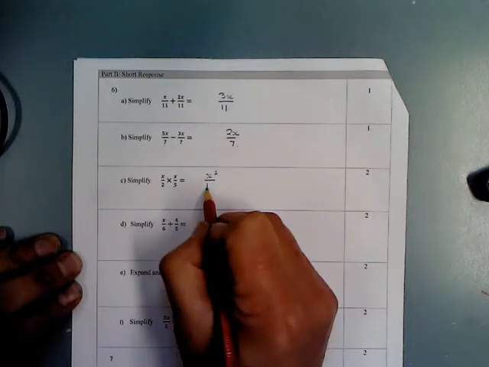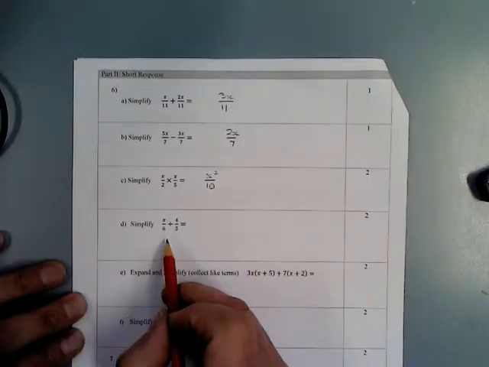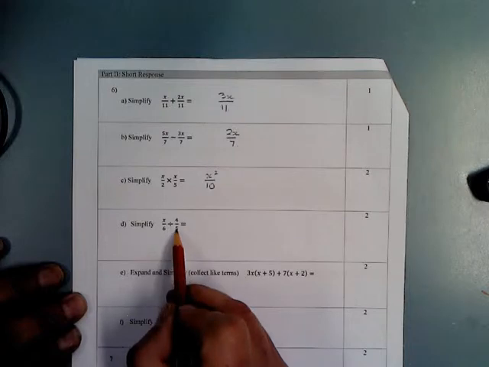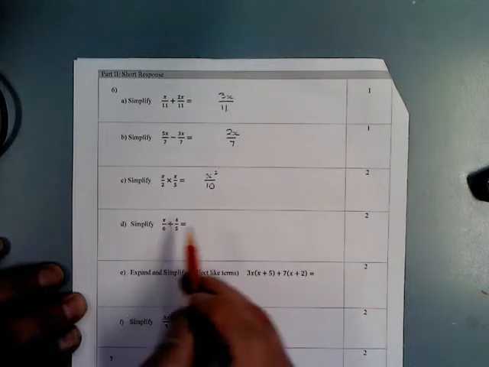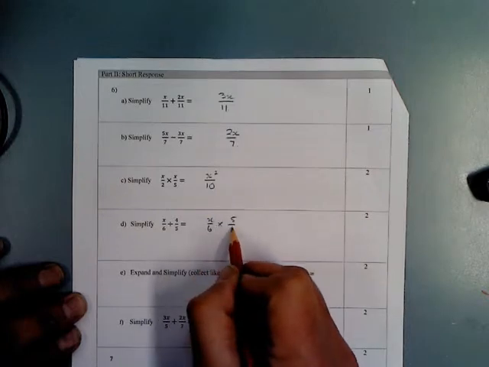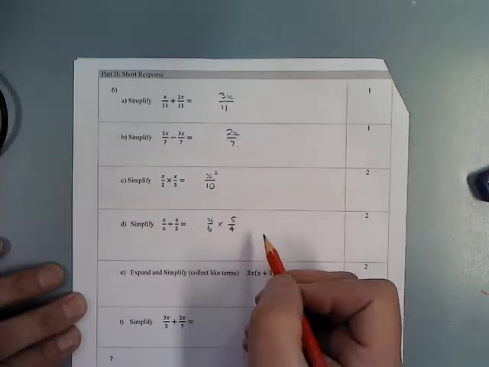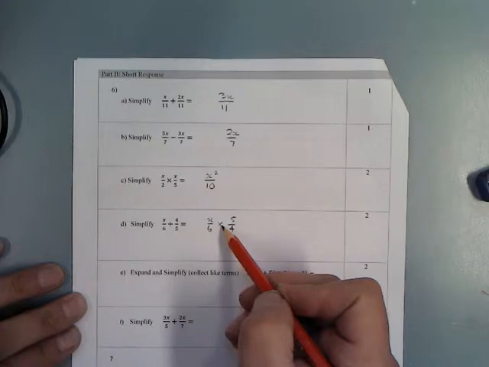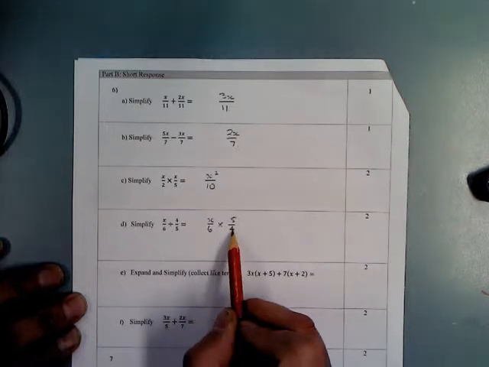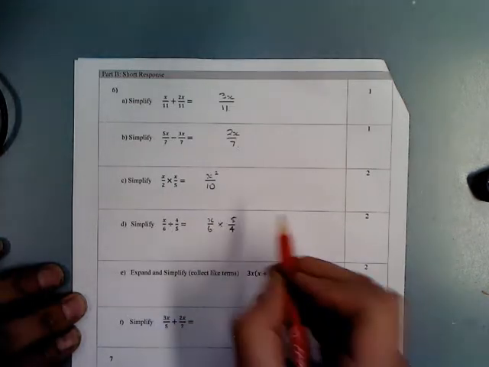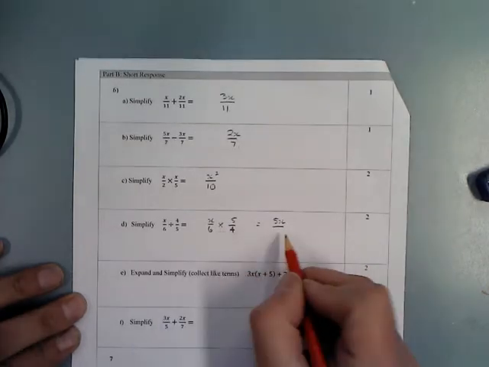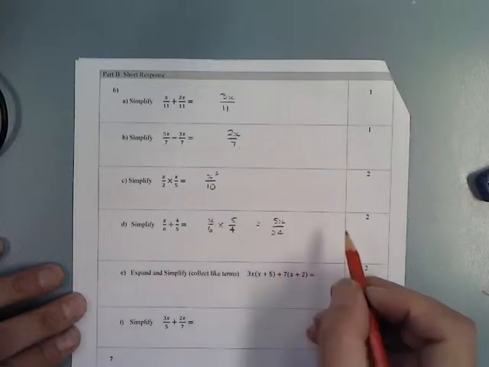Question D, x over 6 divided by 4 over 5. Because this is a division, we can simply invert and multiply the second number. So it now becomes x over 6 times 5 over 4. Multiplying the numerators together and the denominators together, we have x times 5, which is 5x. 6 times 4 is 24. We can't simplify that anymore, so that is the answer, 5x over 24.